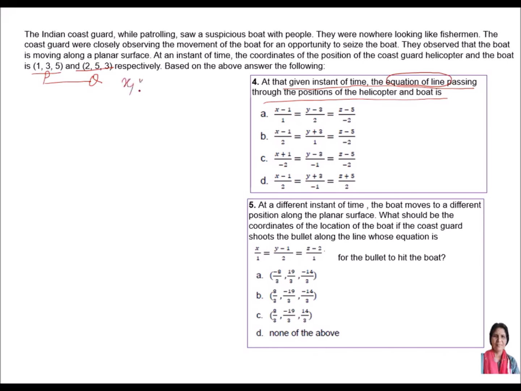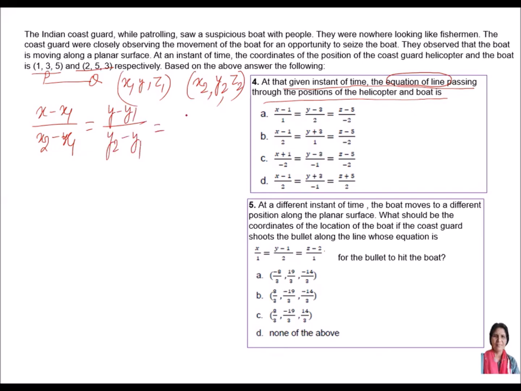If one point is x1, y1, z1 and another point is x2, y2, z2, then the equation will be x minus x1 upon x2 minus x1 is equal to y minus y1 upon y2 minus y1, that is equal to z minus z1 upon z2 minus z1. So taking this point as 1, 1, 1 and this as 2, 2, 2, I can write the equation.